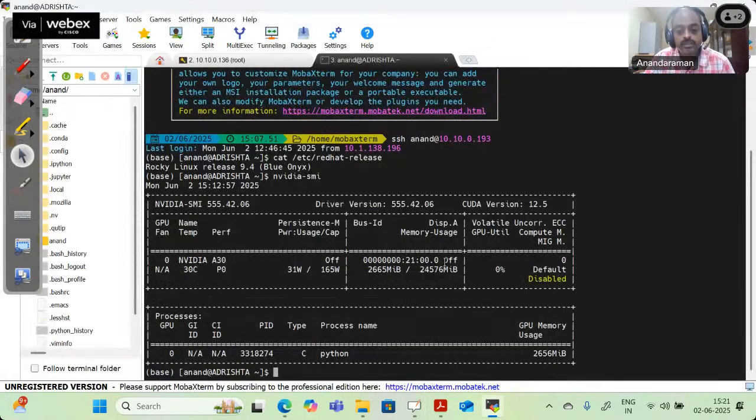Here it shows 24 GB, which is mentioned in MiB. If you convert, you will get 24 GB. So this is the driver version, and these things are there. Right now, nobody is using it.